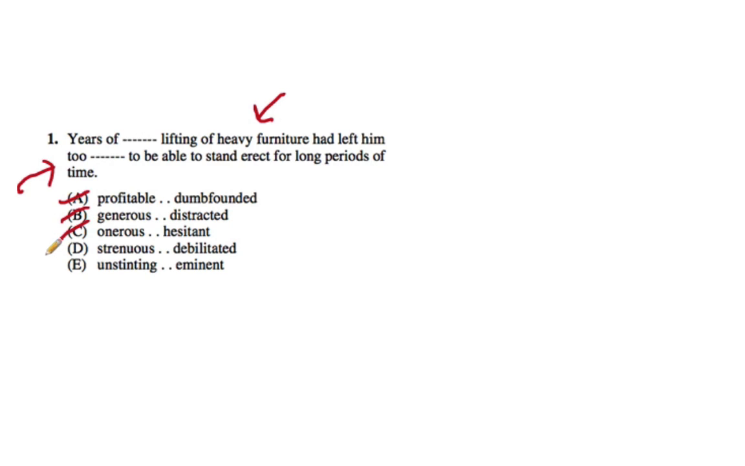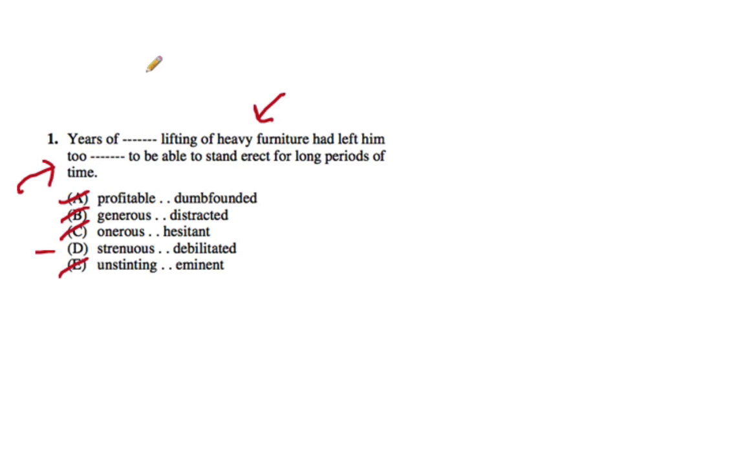Debilitated, if you know it, you know that means something along the lines of physically disabled. And eminent does not mean physically disabled. So for this sentence, just by looking at the second blank, we pretty much know our answer. But that's not going to be true for all of the sentences. It's an easier sentence. So first, before we 100% decide, we want to check the first word in the answer choice to see if it works in the first blank.